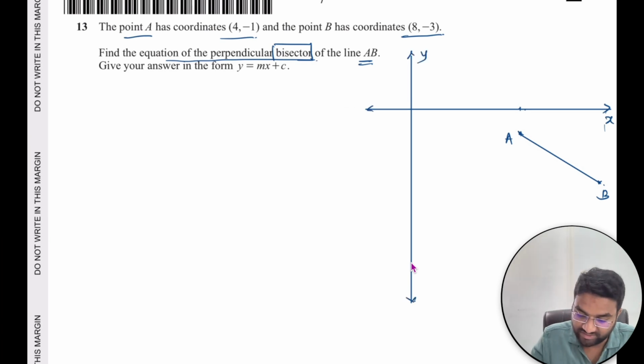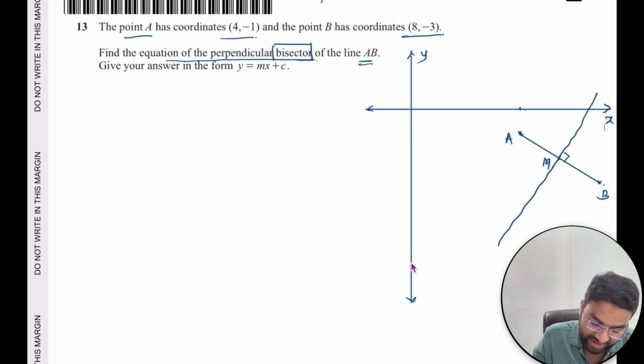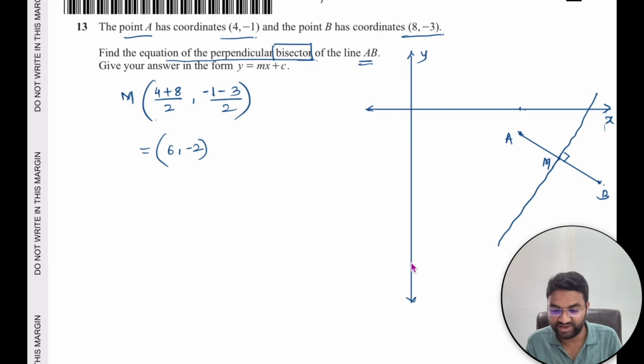All right, the perpendicular bisector. Firstly, you have to find the midpoint. The perpendicular bisector line will be like this. It passes through exactly the middle point of AB. So the midpoint of AB will be (4 plus 8) divided by 2, comma, (-1 minus 3) upon 2. 4 plus 8 is 12, 12 divided by 2 is 6, and -1 minus 3 is -4, divided by 2 is -2. This is the midpoint we got.